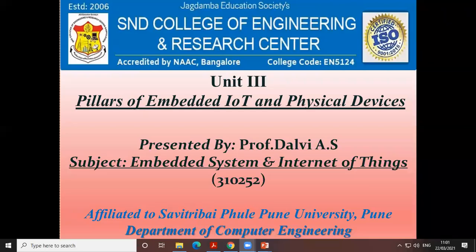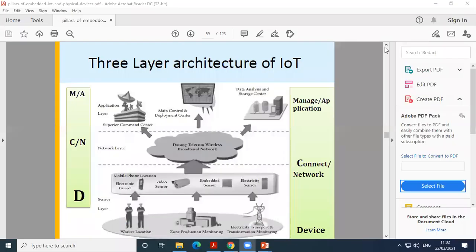Good morning, everyone. Today we are going to continue with Unit 3, that is pillars of embedded IoT and physical devices. In the last session, we saw the horizontal applications, vertical applications, and the four pillars of IoT, that is machine to machine, RFID, SCADA, and WSN. These are the four pillars of IoT.